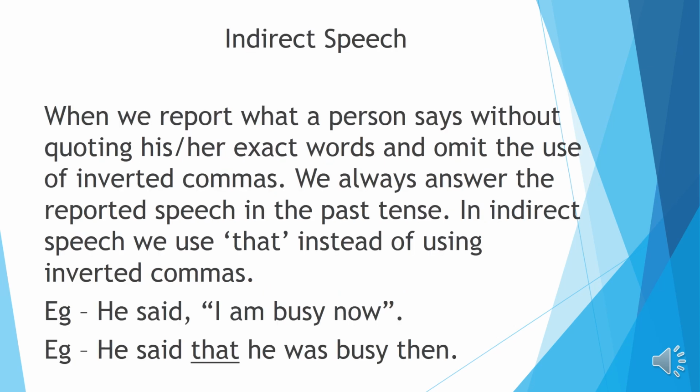Second, we have indirect speech. When we report what a person says without quoting his or her exact words and omit the use of inverted commas, we always answer the reported speech in the past tense. In indirect speech, we use "that" instead of using inverted commas. So when we want to say a person's words without saying exactly what he said, what do we do? We throw away the inverted commas and instead of using a comma, we use the word "that". Let's look at the example. In the first example, it says, he said, "I am busy now." So how do we change that to indirect speech? We use, he said that he was busy then.